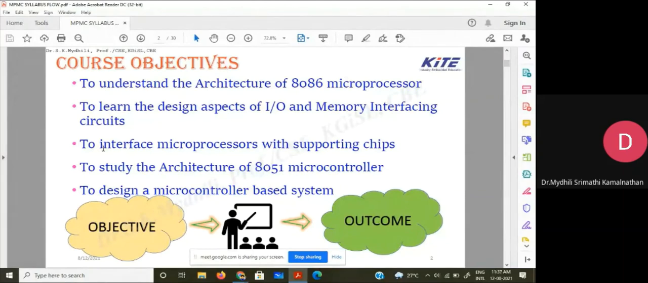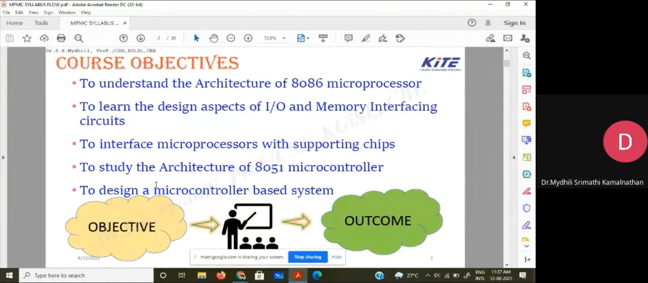The third objective is to interface the microprocessor with supporting chips. What applications are you going to see by connecting these processors with I/O or other memory interfacing circuits with the help of the supporting chips?